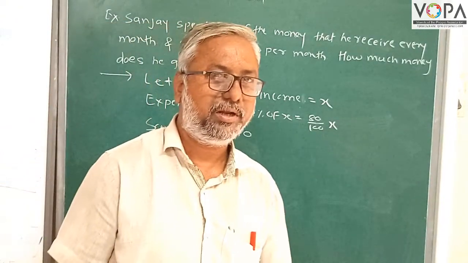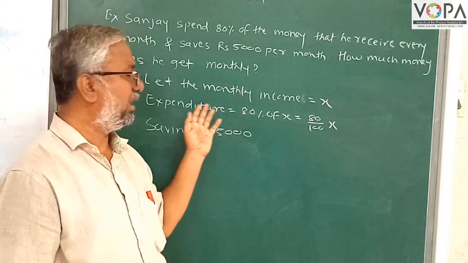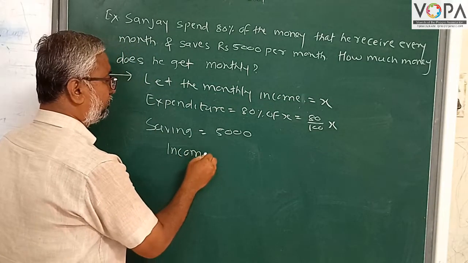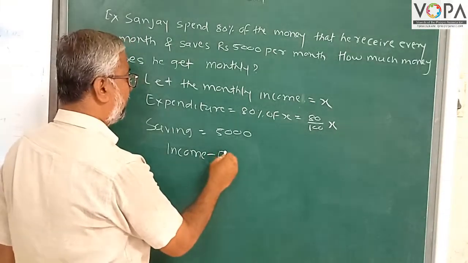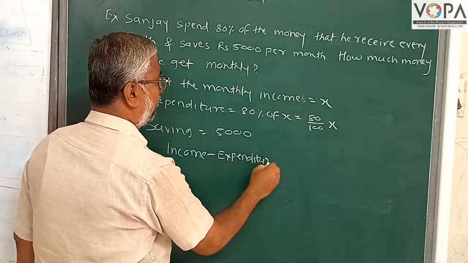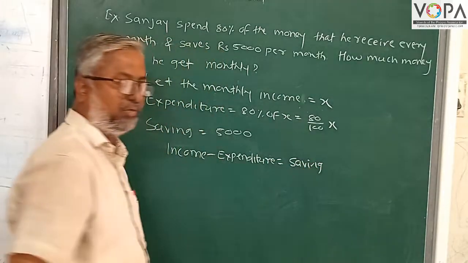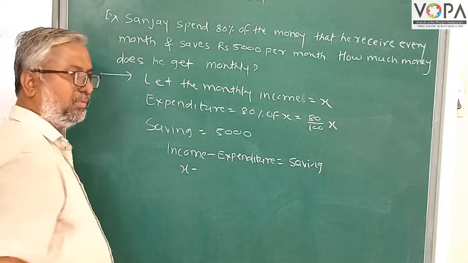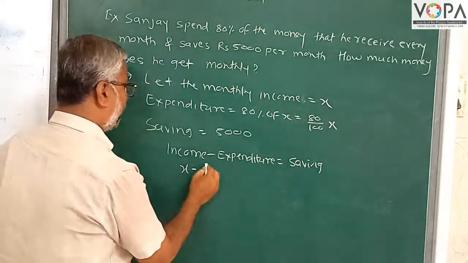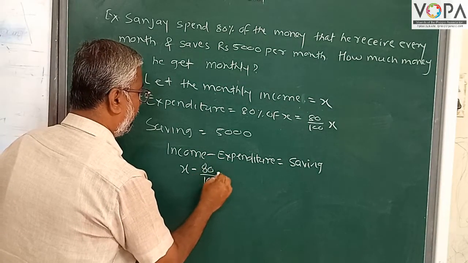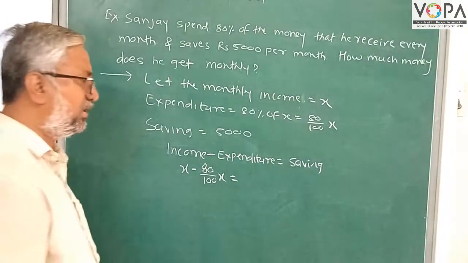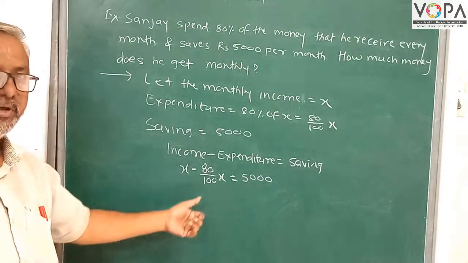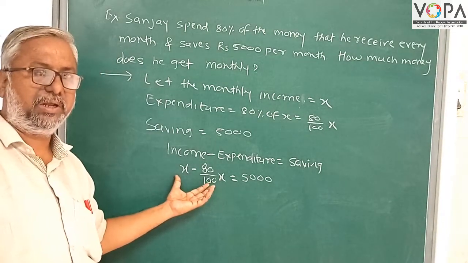And dear friends, we know the relation between the monthly income, expenditure and the saving, that is income minus expenditure is equal to saving. Okay, what is income? Income is x. What is expenditure? That is 80 upon 100 into x. And what is saving? Saving is rupees 5000.